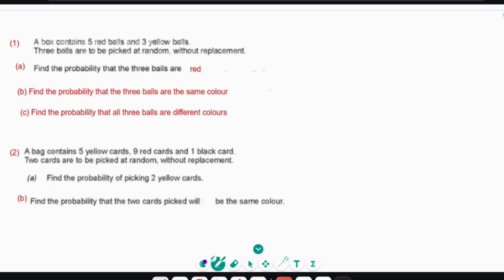Okay, have a look at these 2 questions. Put me on pause, unpause when you're done. Question 1, we've got a bag, contains 5 red and 3 yellow balls. 3 are to be picked at random without replacement. Find the probability that 3 balls are red. So 5 over 8 times 4 over 7. Sorry, you want the probability of a red and a red and a red. And then times 3 over 6. 5 over 28.